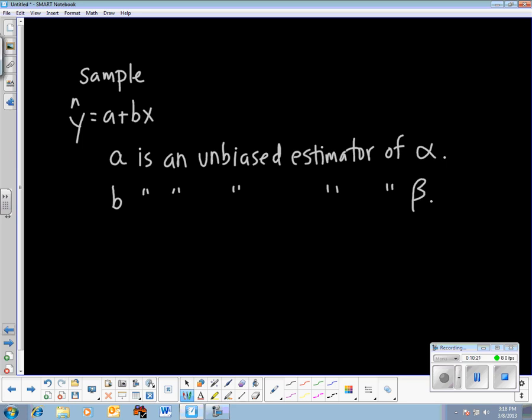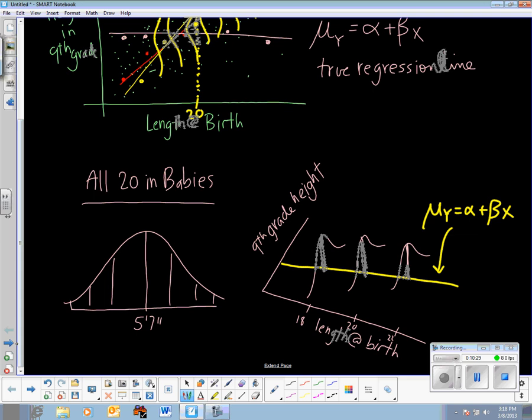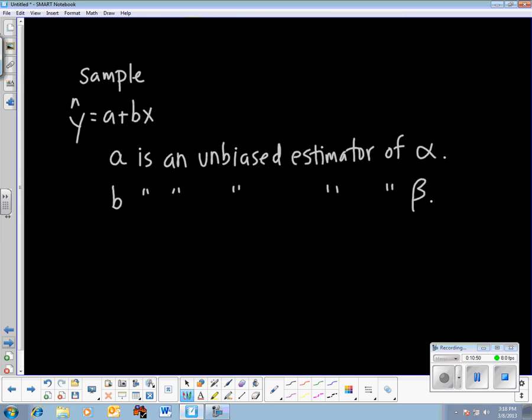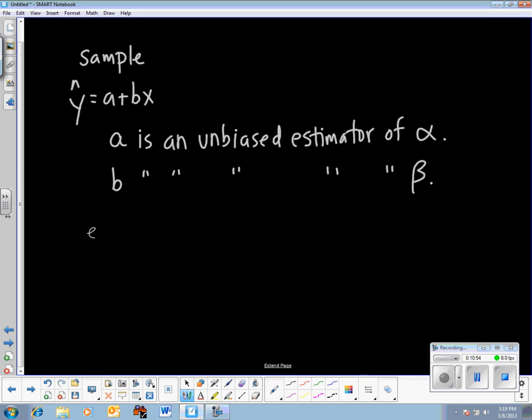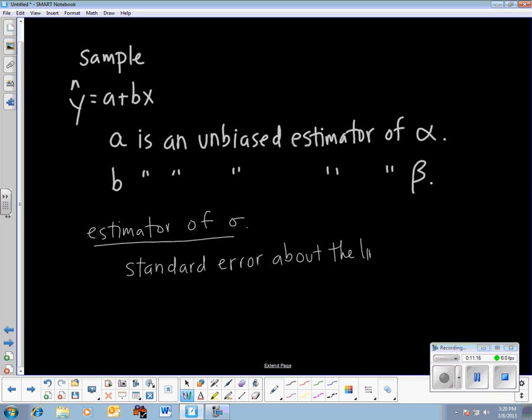The only thing left to discuss is, what about the standard deviation? These little curves all are going to have the same standard deviation. We need to come up with an estimator of those. We have an estimator for alpha, that's A. We have an estimator for beta, that's B. We need an estimator for our standard deviation of each curve. So let's talk about that. What we're going to use is the standard error about the line.